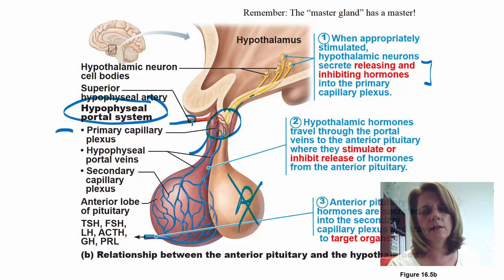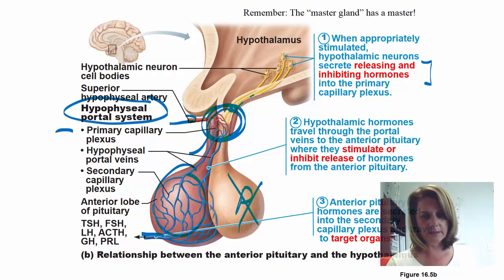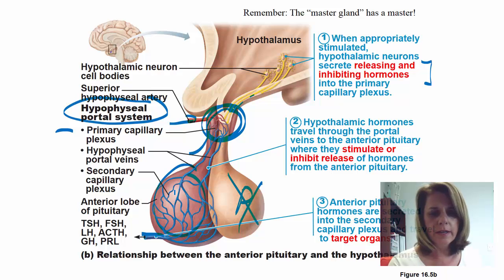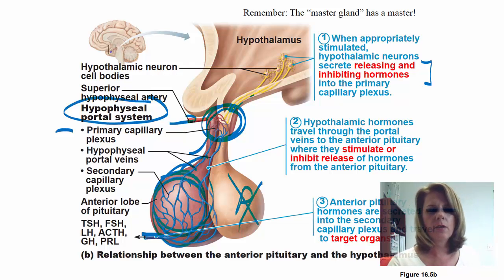So the blood's going to go in to that arteriole and go through this capillary bed. It's a capillary bed here, a capillary bed here, the second capillary bed, and then out a venule. All right, so these inhibiting and releasing hormones are put into this primary capillary plexus. The hormones then are going to travel through this portal into the anterior pituitary. So they're going to get into that anterior pituitary, and then when the anterior pituitary is stimulated, it's going to secrete its hormones into that second capillary bed.